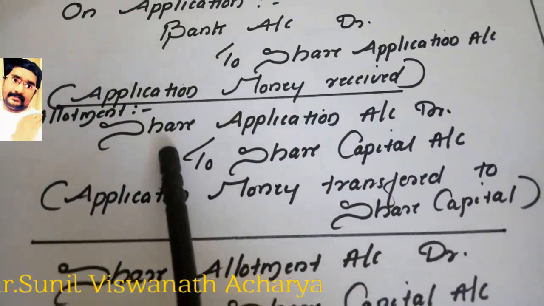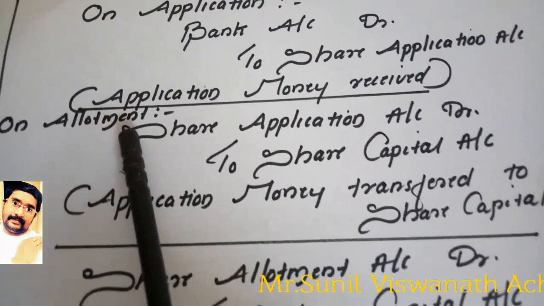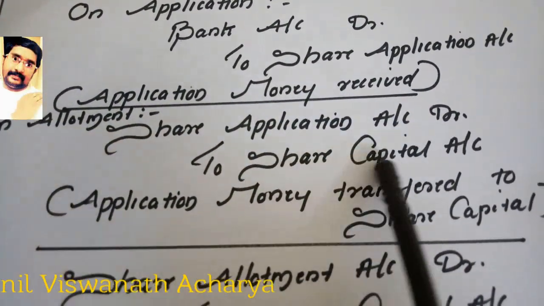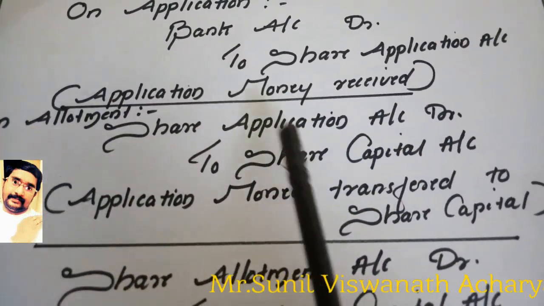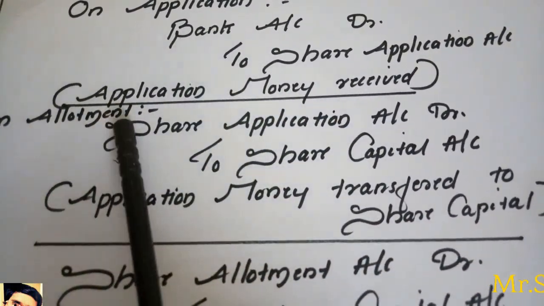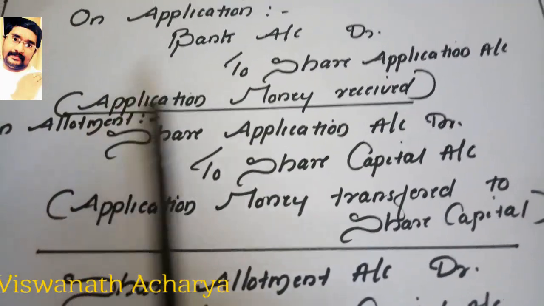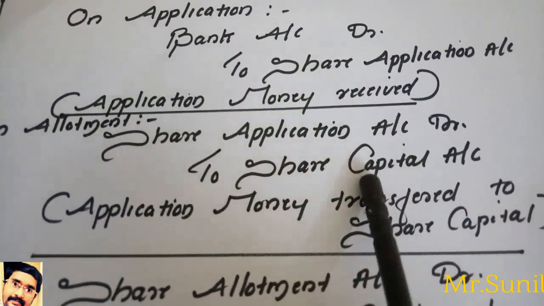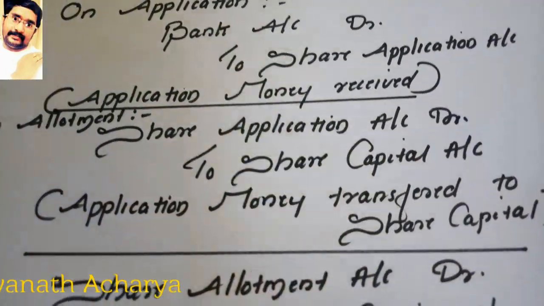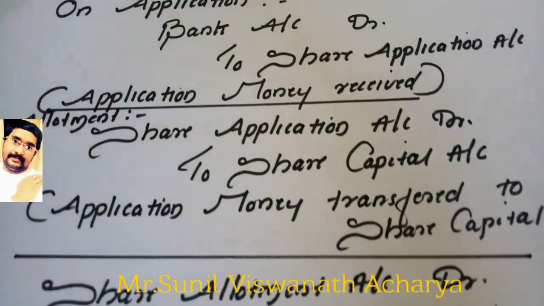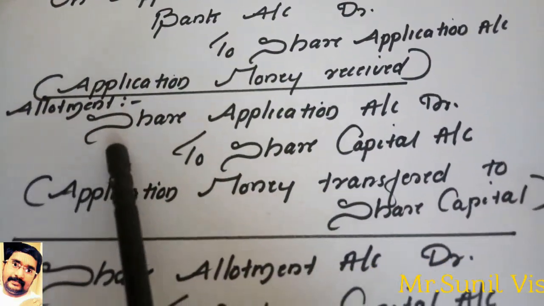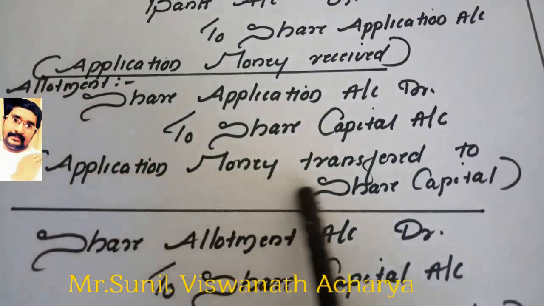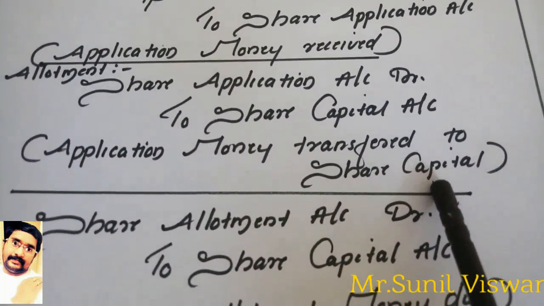Share capital account. So the second entry, at the time of allotment, the journal entry is share application account debtor to share capital. You may have a doubt why share application came at the time of allotment. It is because at the time of allotment only can we transfer this application money to share capital, because at that time only the public will become shareholders. Okay. So at the time of allotment, share application account debtor to share capital account; that is, application money we transferred to share capital.